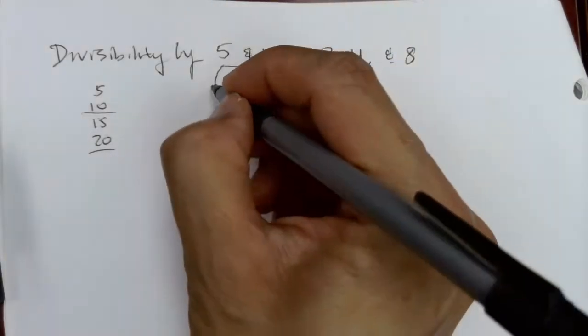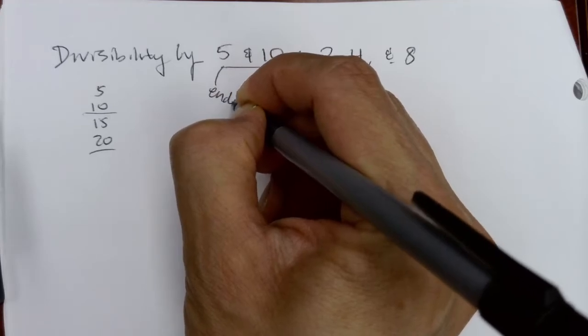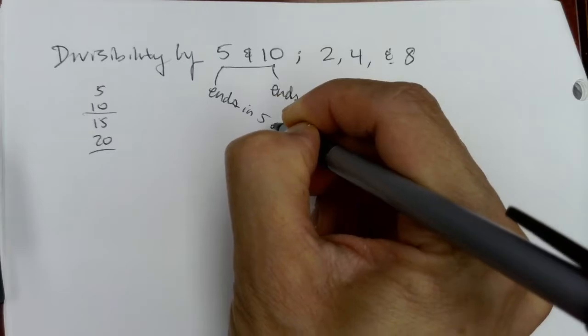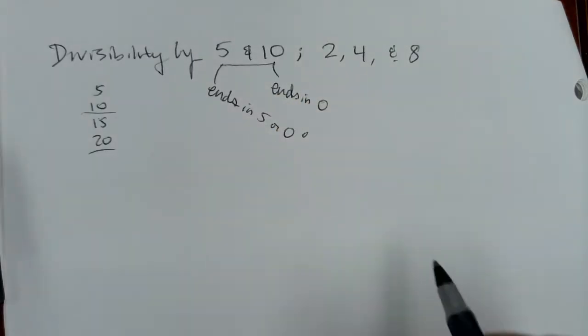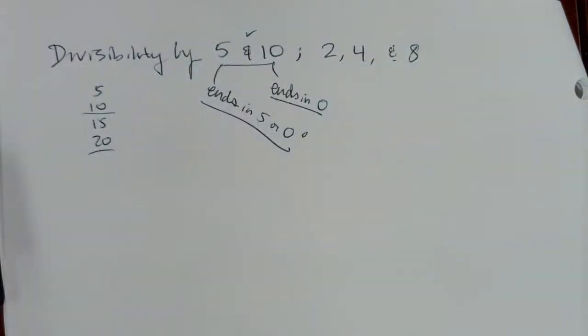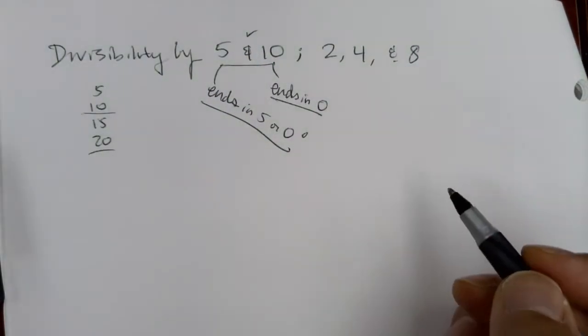If it's divisible by 5, that includes all the ones that end in 0, because 10 is 2 5s, and the ones that end in 5. So if it ends in 5 or 0, it's divisible by 5. And that takes care of 5s and 10s. Just look at the last digit.